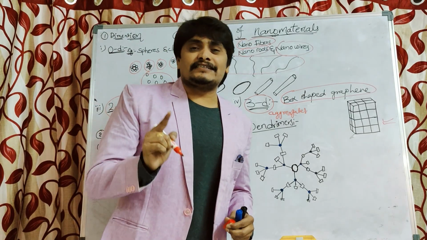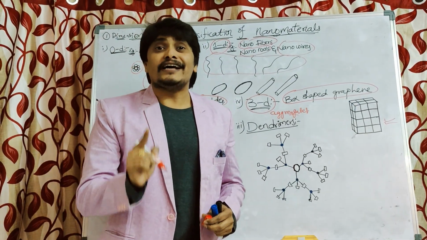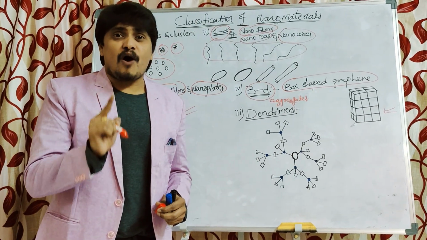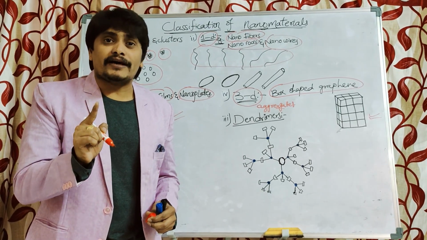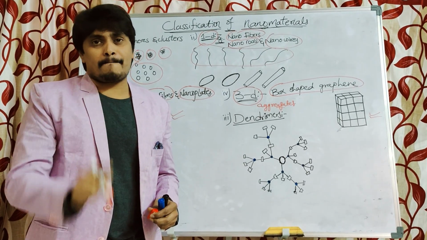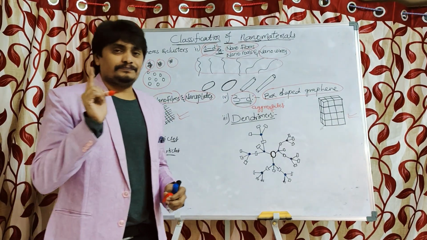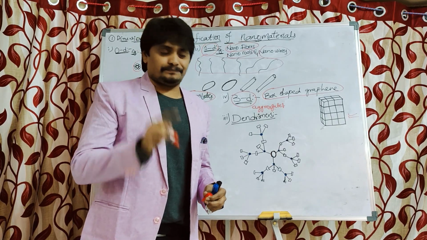So this is the classification of the nanomaterials based upon the dimension, and it is a simplified version, students. I don't want to complicate the definitions. I hope you got this classification based upon dimension.